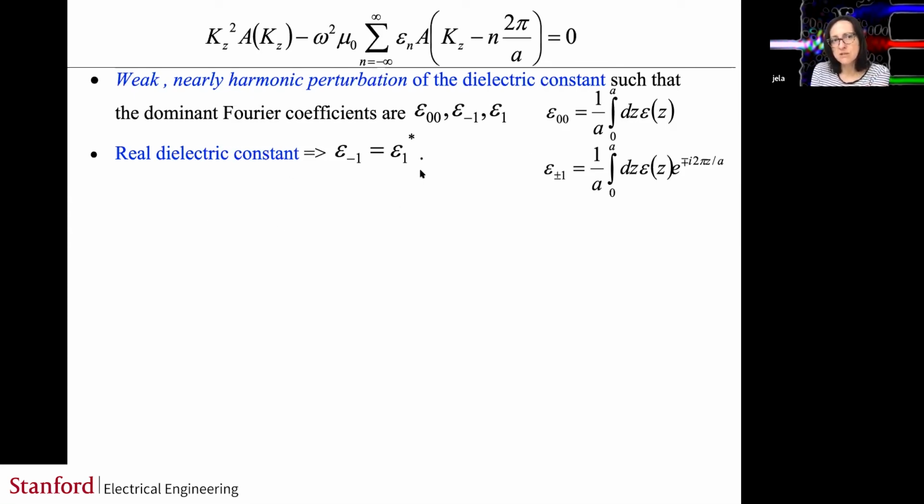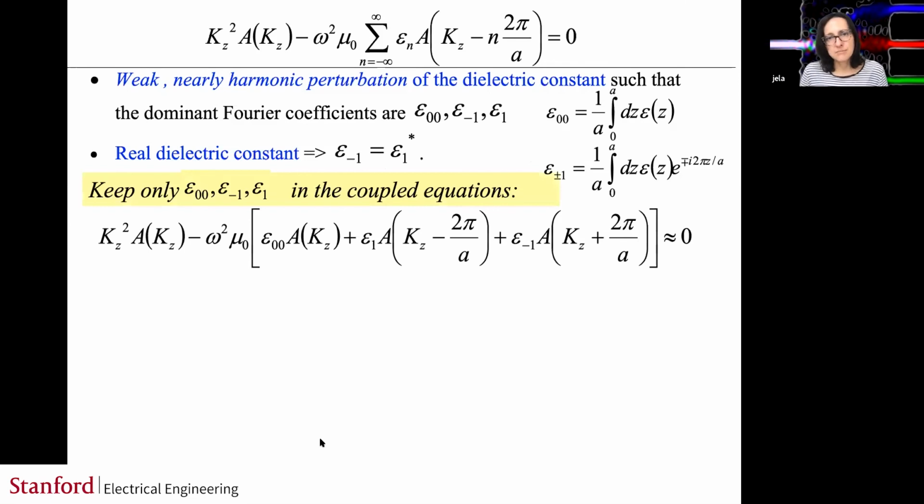I also assume that the dielectric constant is real, which means that epsilon 1 and epsilon minus 1 are related as complex conjugates of each other, which wouldn't be the case if epsilon is not real, but we assume it's real. And actually in this class, it's all real epsilon. We don't really care about absorption losses. We can neglect them pretty much all the time.